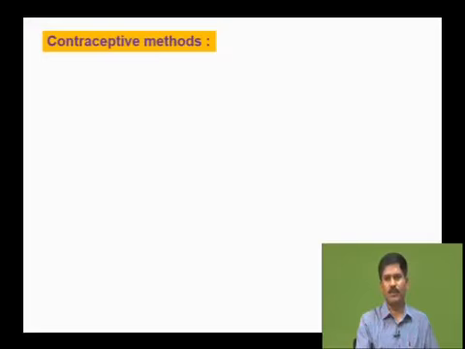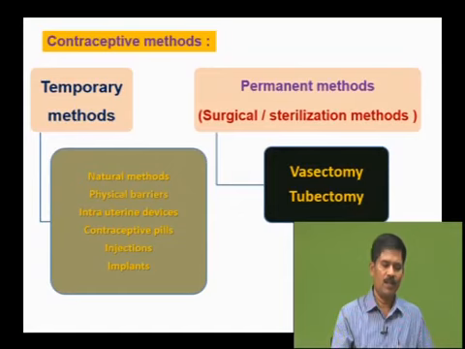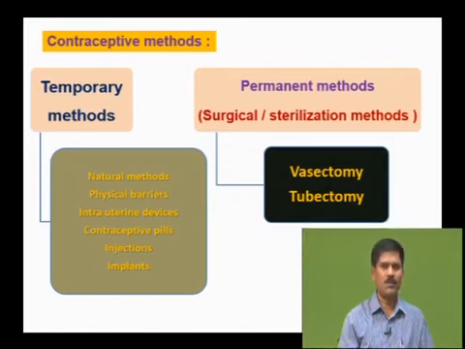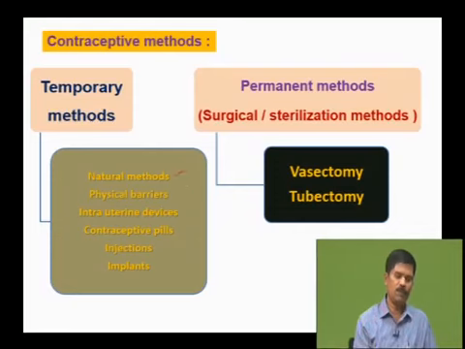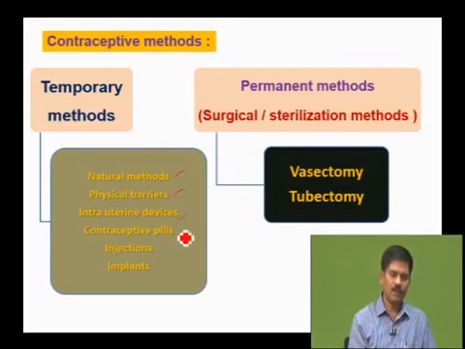What is a contraceptive method? The birth control methods which prevent unwanted fertilization and pregnancy are said to be contraceptive methods. Contraceptive methods are of two types, namely temporary methods and permanent methods. In temporary methods, the fertility comes to normal after the disuse of these contraceptives. These include natural methods, physical barriers, intrauterine devices, contraceptive pills, injections as well as implants.